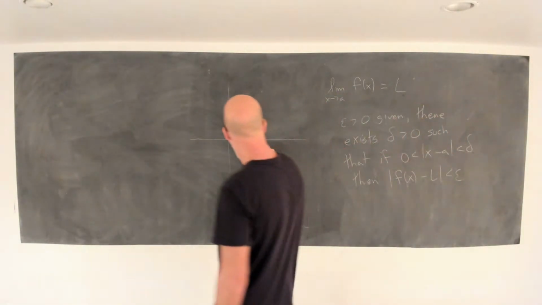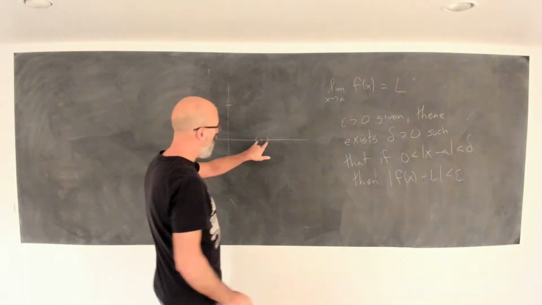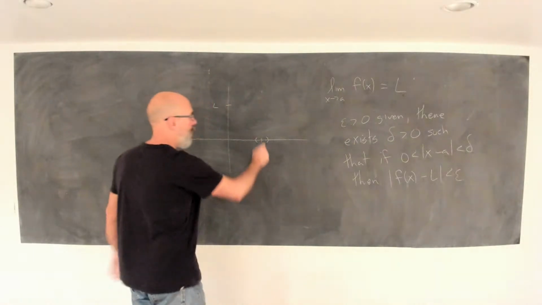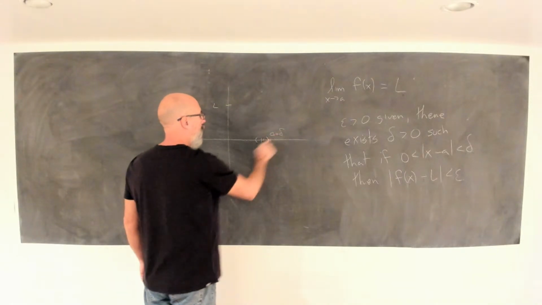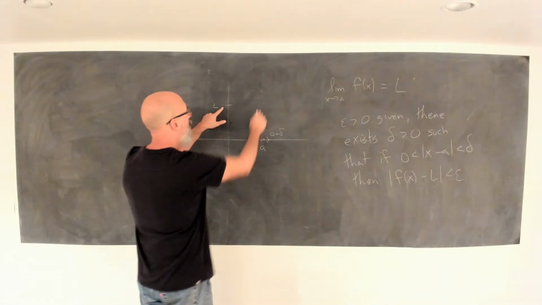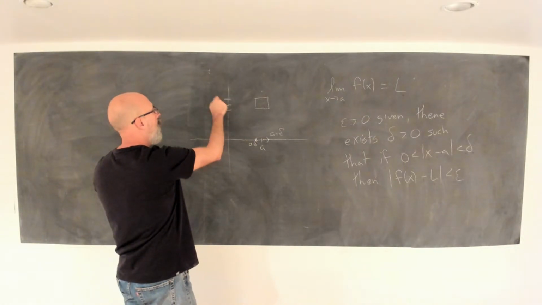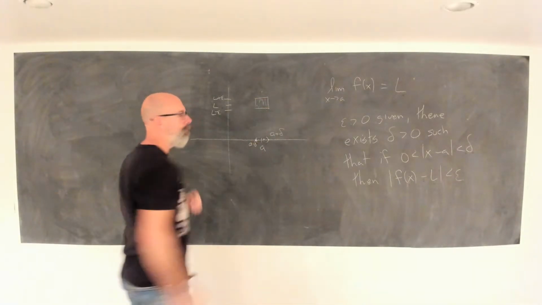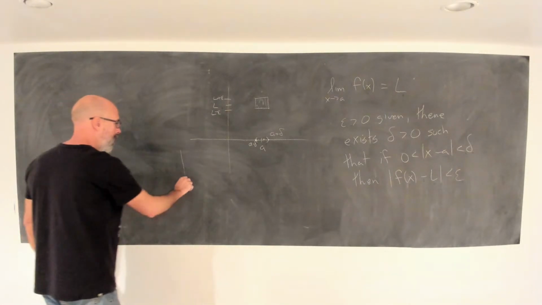On a graph, we're saying that if you restrict your attention to values close to a, how close? Delta close. Right? So if you take any value of x in here, between a minus delta and a plus delta, you are mapped to somewhere in this box, between L minus epsilon and L plus epsilon. So every value in here gets mapped somewhere in here. That's the one-dimensional case. And then it extends.